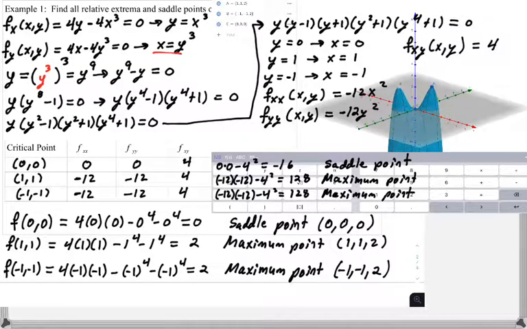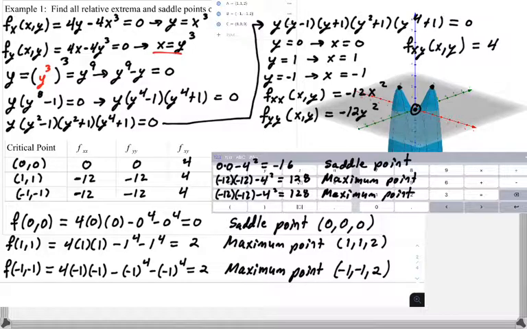Okay. And you can kind of see the graph here. It kind of looks like either Batman or a cat or something like that. So you do have your saddle point here, and then you have your 2 maximums right here and here. So those would be the points of the cat's ears, or the tips of the hat for Batman.